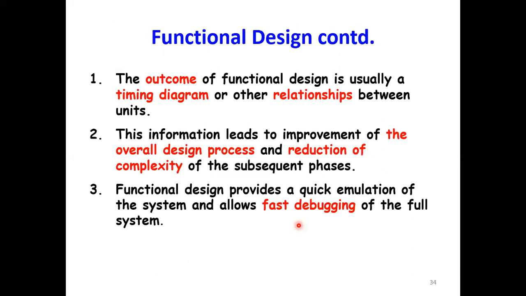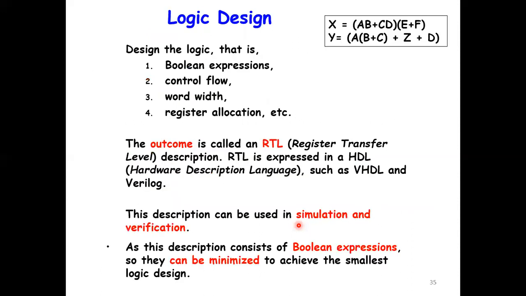So functional design is also required. The outcome of the functional design is usually a timing diagram or the relationship between units. The information leads to improvement of the overall design process and reduction of the complexity of the subsequent phases. Functional design provides a quick emulation of the system or allows fast debugging of the full system.